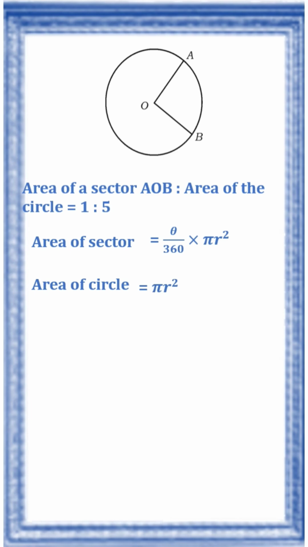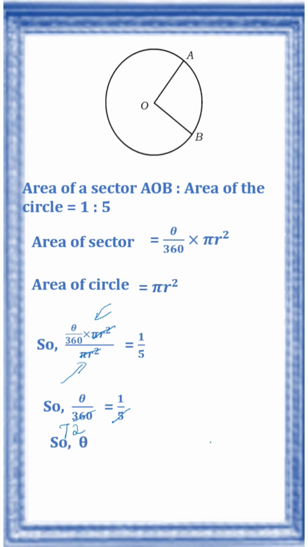Now let us substitute the values. Area of sector AOB upon area of circle: theta by 360 into pi r square upon pi r square is equal to 1 by 5. Pi r square and pi r square get cancelled here. So what we get, theta by 360 is equal to 1 upon 5. So theta is equal to 72 degree. Now we have got this one is 72 degree, this one 7 centimeter.